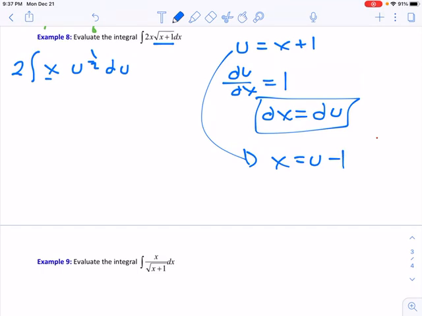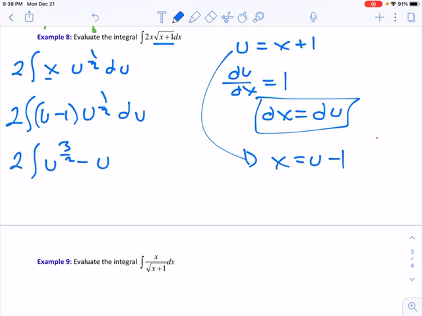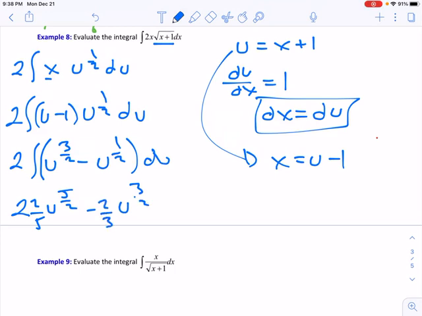Well, now we can substitute that in here. So we have u minus 1 times u to the 1/2 du. Multiplying the u to the 1/2 through using the distributive property, we have u to the 3/2 minus u to the 1/2, all times du. All right, so that's 2 times u to the 5/2 times 2/5 minus u to the 3/2 times 2/3 plus c.